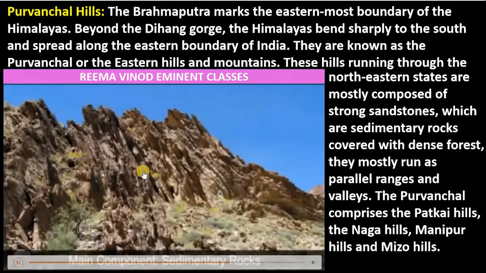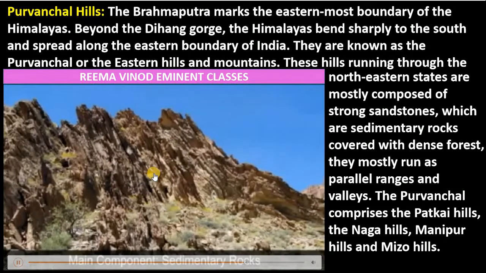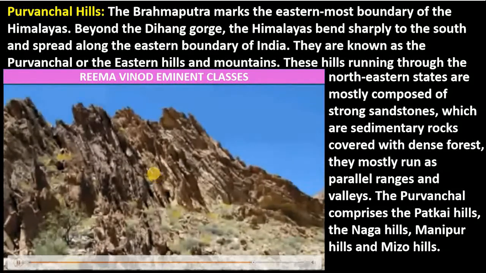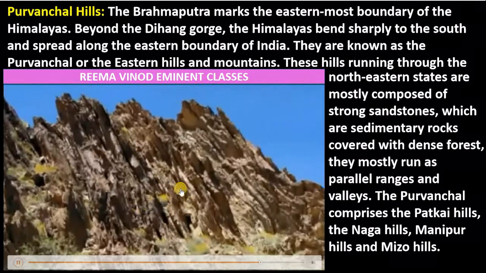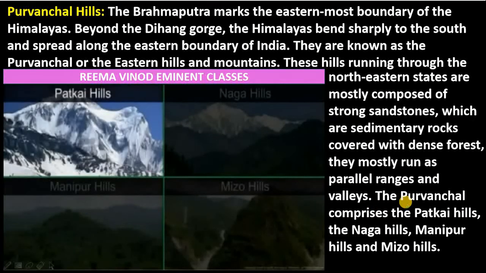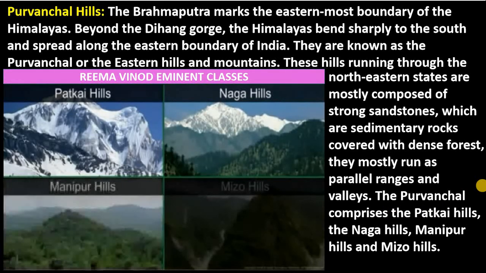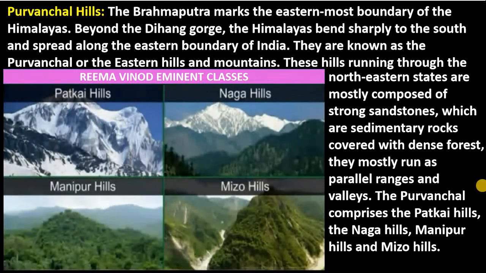Here you can see these Purvanchal Hills are made up of strong sandstones. These are sedimentary rocks. You can see a close look of sedimentary rocks. These are in the form of layers. Purvanchal Hills comprise the Patkai Hills, the Naga Hills, the Manipur Hills, and the Mizo Hills.